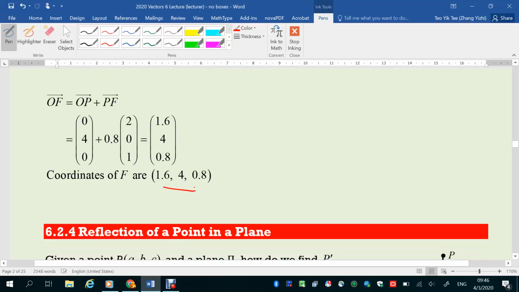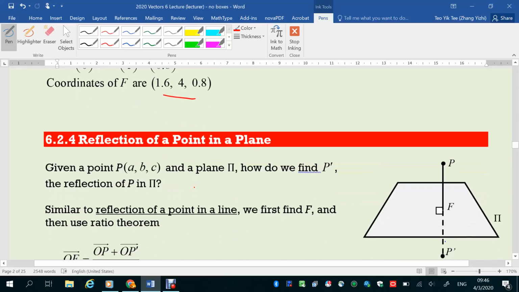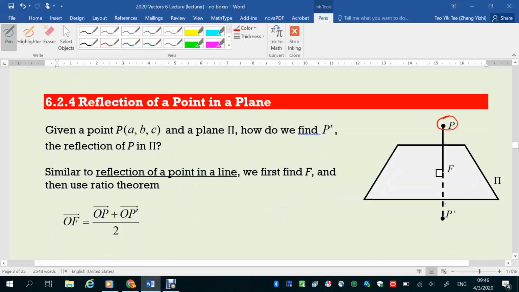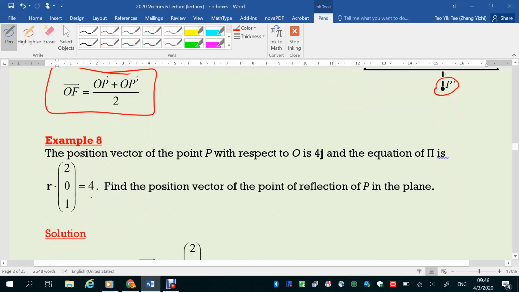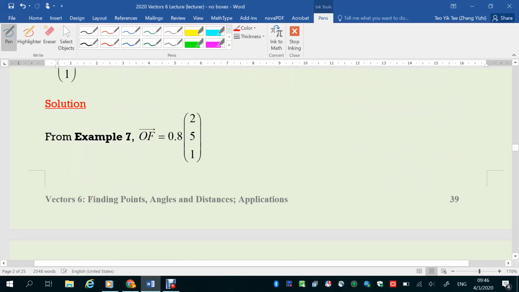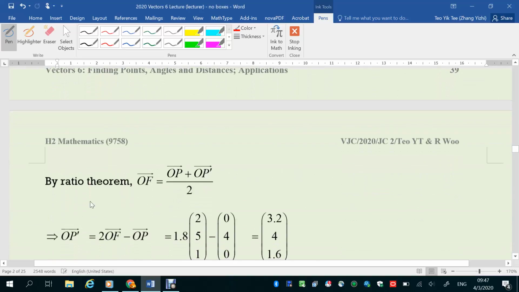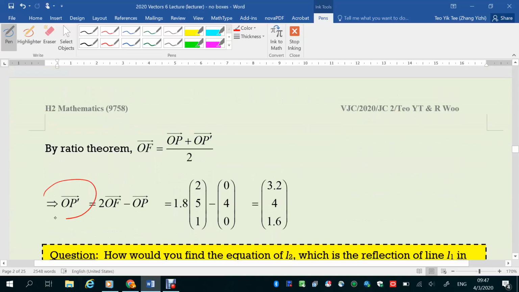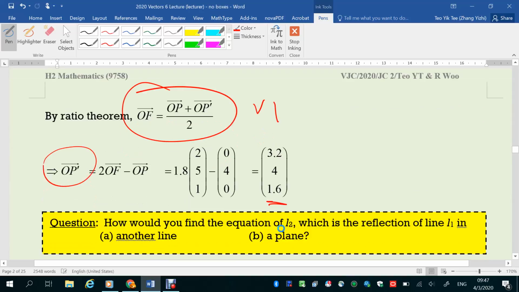Then of course after that, the extension will always be finding the reflection of a point in a plane. So diagrammatically, if this is point P, the reflection of the point P in your plane will be P prime. So it is the same theory as what we have. This is equidistant. To find the reflection, activate ratio theorem because they are equidistant apart. So same thing, this is just an extension from your example 8. Assuming you have already found what is OF, to find your reflected point, activate ratio theorem from your vectors 1, and you can get your reflected point in the plane.